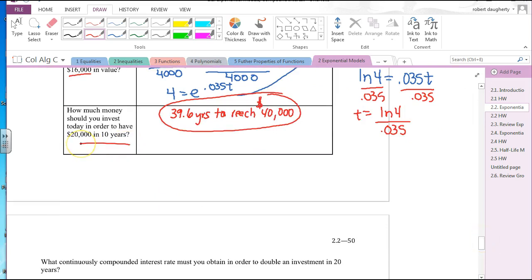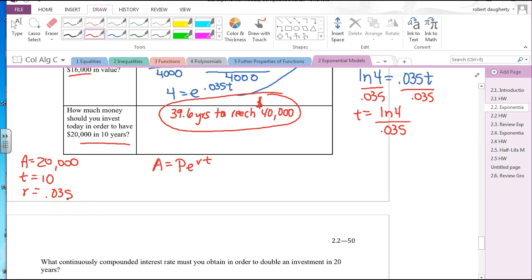This next question here. How much money should you invest today in order to have 20,000 in 10 years? So it's the same continuous interest. A equals P e to the rT. The 20,000 is which value? It's A. So A is 20,000. How much time? 10 years. Same interest rate, which was 0.035.